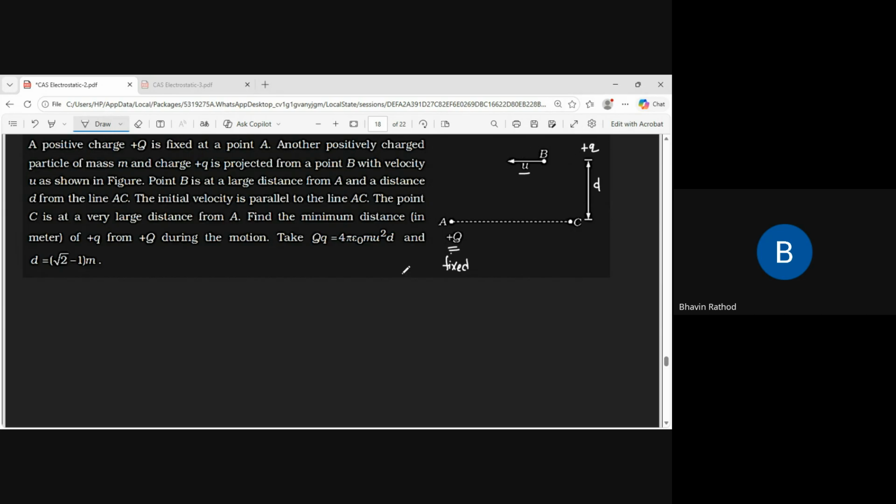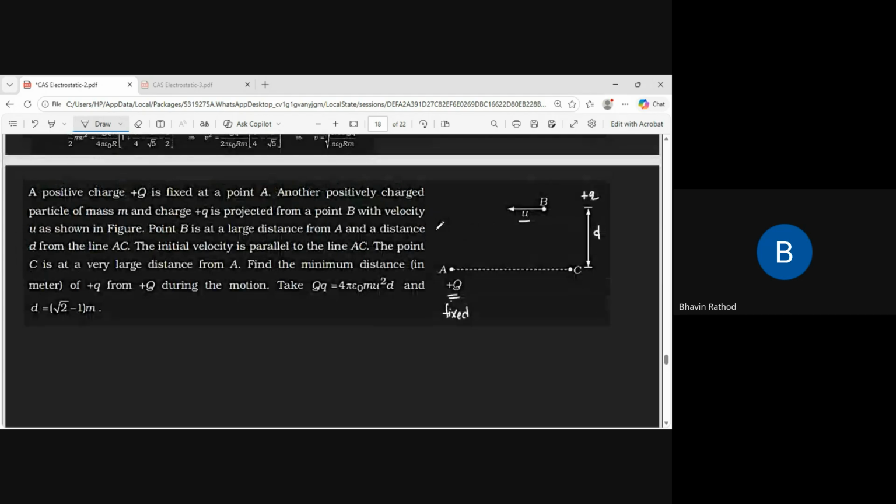Now, since both the charges are positive, we can say that the trajectory for small q would look something like this. And let us say that at this point P, small q is closest to point A. And let us say that closest distance is equal to x. Let us say that the velocity of small q at point P is equal to v.